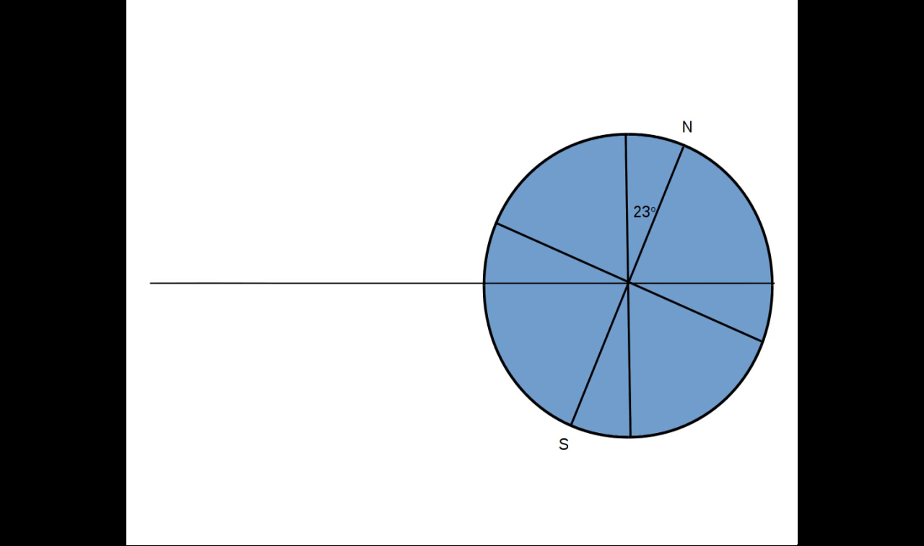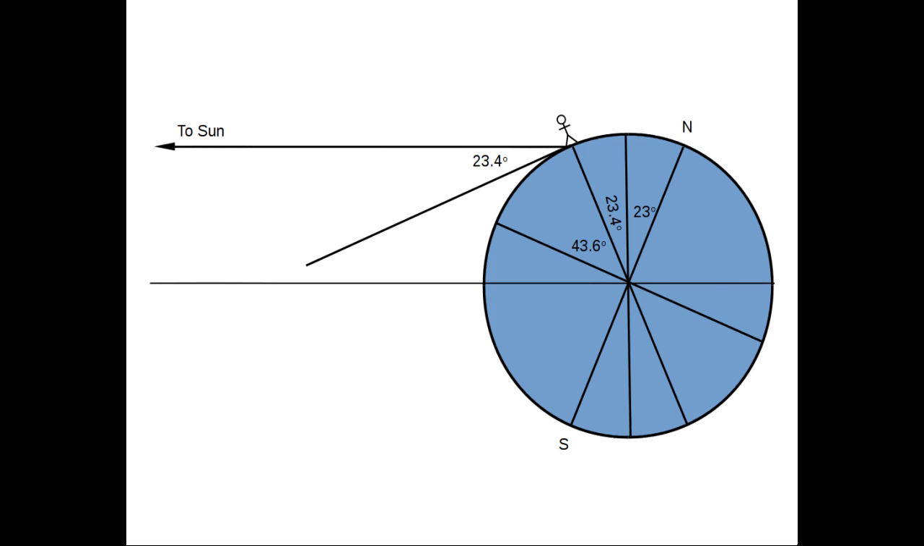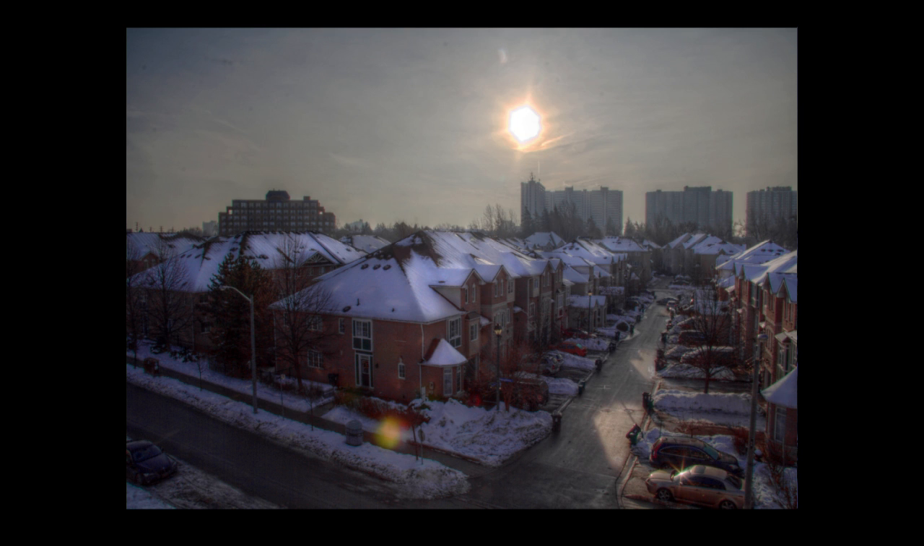Toronto is 43.6 degrees north of the equator, so, since the angles must add up to 90 degrees, Toronto is 23.4 degrees from up. Since the horizon is tangent to the Earth, this means the sun will also be 23.4 degrees above the horizon. Unfortunately, it never occurred to me when I took this picture that I would be using it in this video, otherwise I would have taken it at noon, but it's still usable.